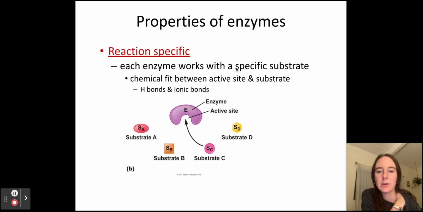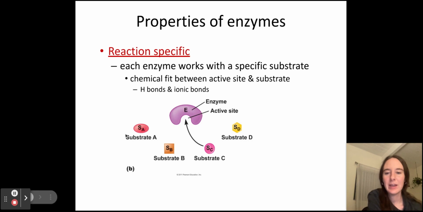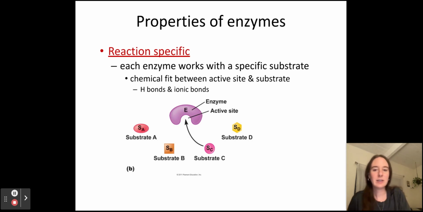All right, so just something to note. The enzymes that we're looking at here are reaction specific. So every enzyme only works with a specific substrate. So if you have substrate A, B, C, D, there's all different molecules, but you only have this one enzyme. Notice that the active site has a certain shape. Literally, this protein here has bent, it's folded, its quaternary structure, all the amino acid chains have shaped it into this specific shape, right?